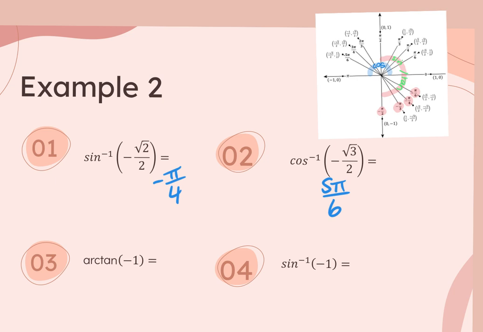Where is tangent -1? Can't use that quadrant. Negative pi over 4. Where is sine -1? Negative pi over 2. Can't use 3 pi over 2. That's wrong. Why? Because you can't jump.